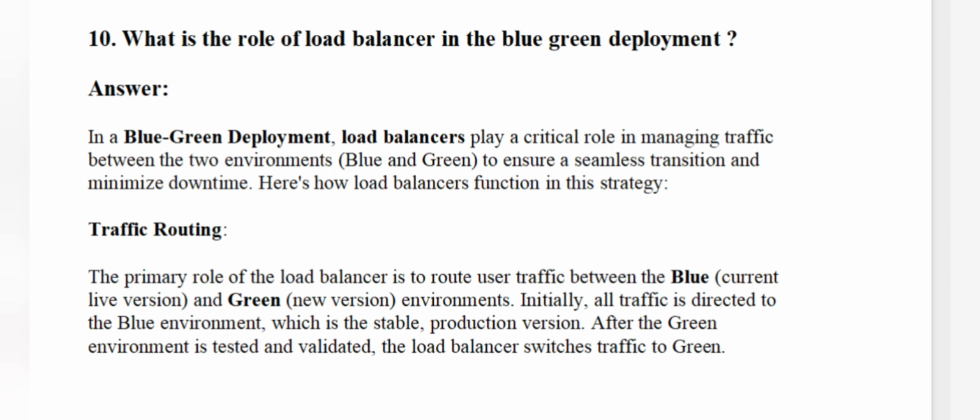First is traffic routing. The primary role of the load balancer is to route user traffic between blue, that is the current or the live version, and the green, that's the newer version. Initially, all the traffic is directed to the blue environment, which is the stable or the production version. After the green environment is tested and validated, the load balancer switches traffic to green from blue.